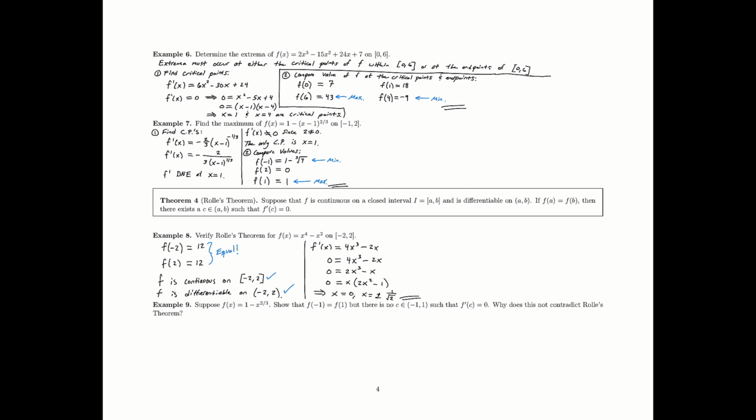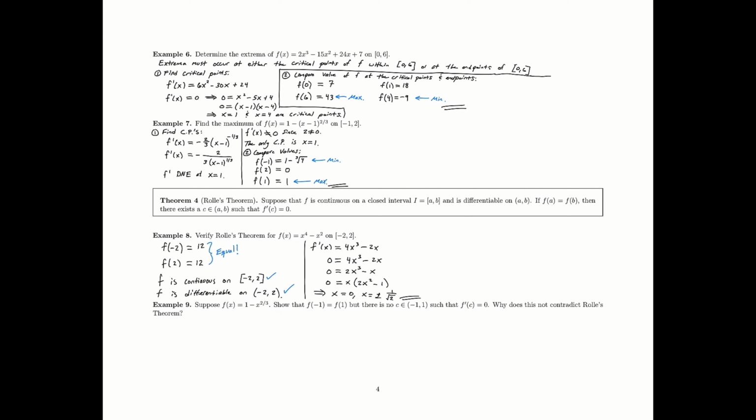Example 9. Suppose that f of x equals 1 minus x to the 2/3 power. Show that the value of the function at the endpoints -1 and 1 are equal to one another, but we can't find a value c between -1 and 1 where the derivative is 0. Why does this not contradict Rolle's theorem?